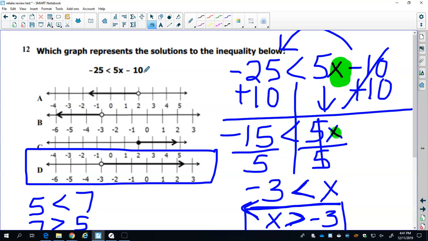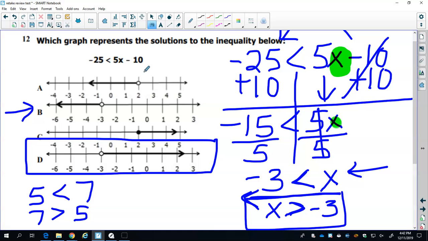So where was your mistake? Was it in the open circle or the closed circle? Maybe that was it. Probably not, because I don't see one like that. I'm thinking a lot of you chose B because you're looking at it this way and you're thinking less than. But if negative 3 is less than x, that means x is greater than negative 3. 3 more problems.